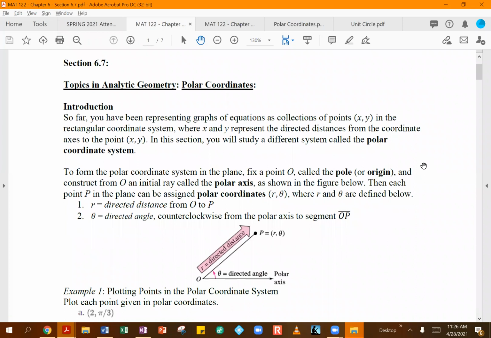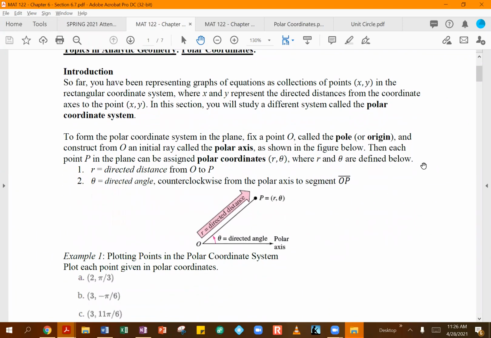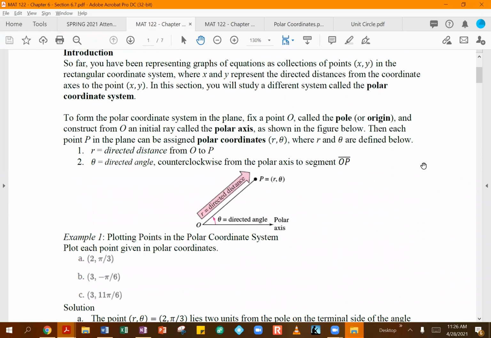So just to remind you, with polar coordinates, we are talking about the angle, where our point is going to fall, and of course what we call the directed distance. So basically how far away from the origin you are.